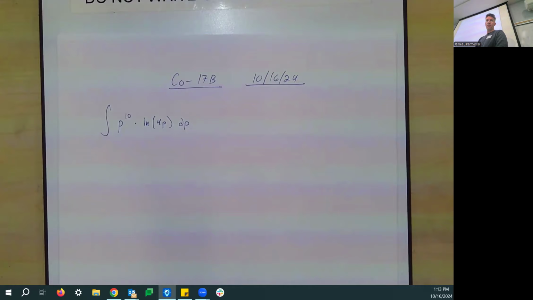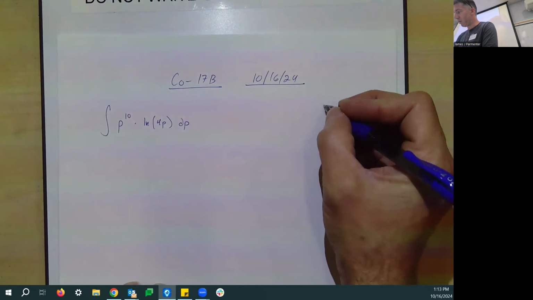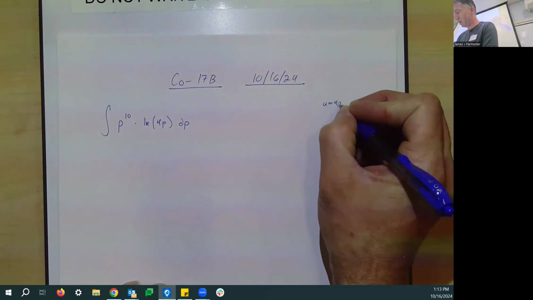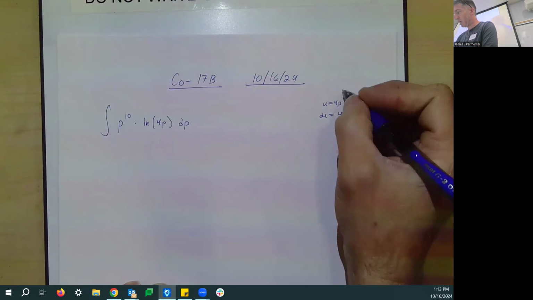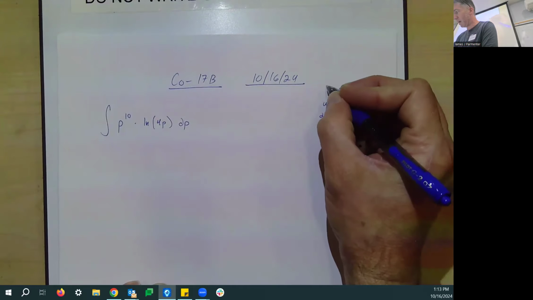I don't think it's U sub because I don't see a good choice for U really. I mean, technically, there's a thing inside the natural log. You could do a U sub here. You could let U equal 4p. I'm just pointing out, if you really wanted to, you could let U equal 4p. Your du would be 4 times dp, and then your p would equal U divided by 4.